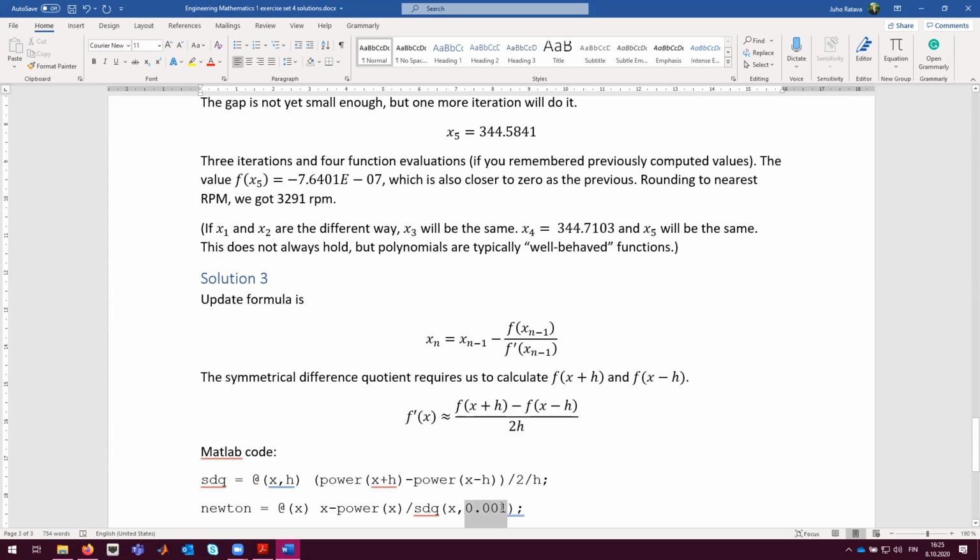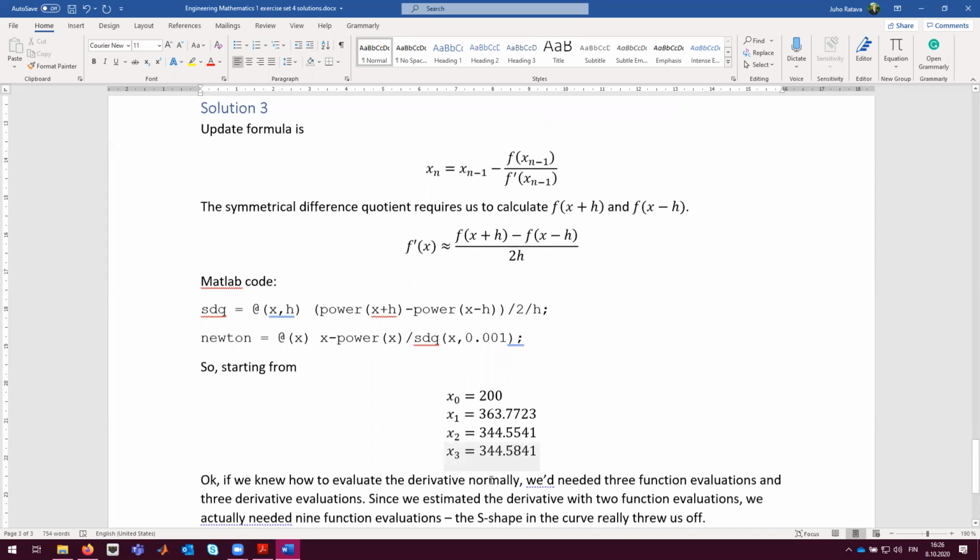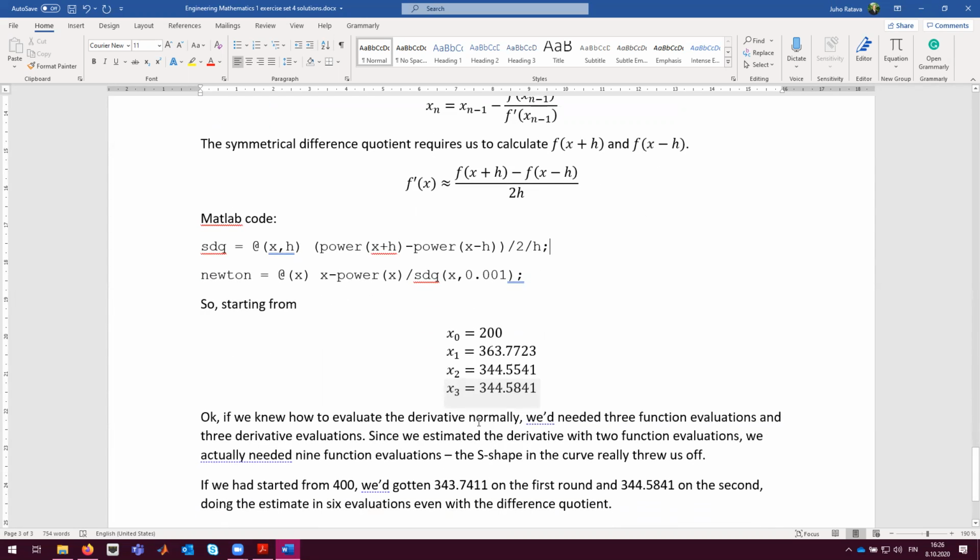And I here had this hard-coded h equals 1000 part. Using these, repeats 200, and we got these values. So it took 3 iterations, but we still needed 9 function evaluations. We would have needed 6 function evaluations if it was just a forward difference. We would have been probably accurate enough for our purposes.